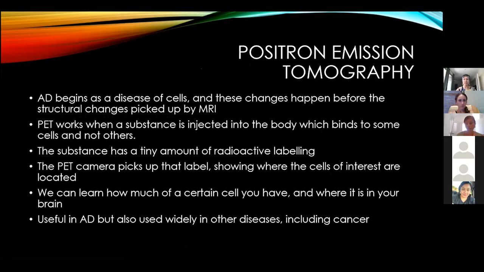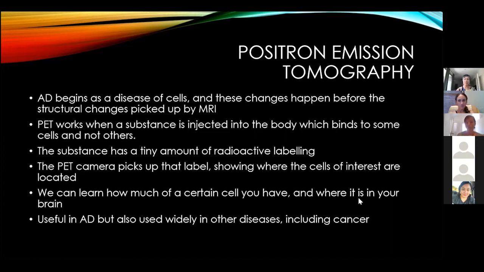So as I think most people on the call probably know only too well, AD begins as a disease in the cells. So before there are structural changes, and by structural changes I'm really talking about hippocampal atrophy and the grosser atrophy rather than the changes that Emilie was talking about, there are changes at the cellular level which can't really be picked up by MRI.